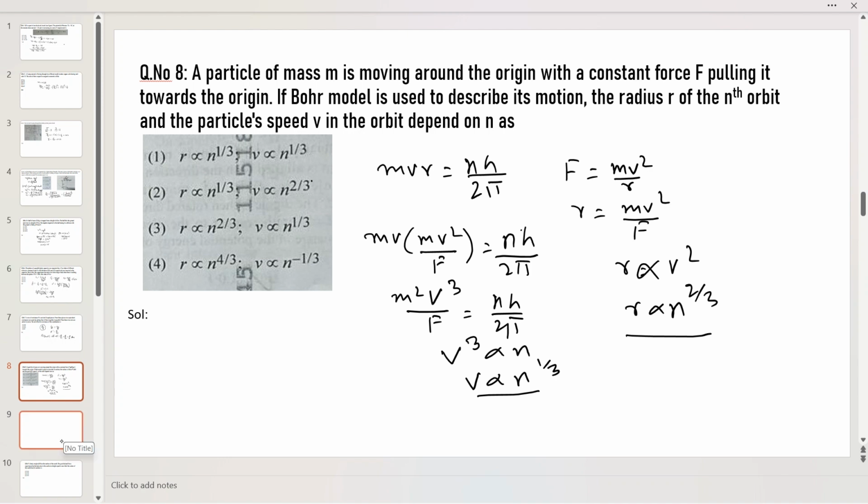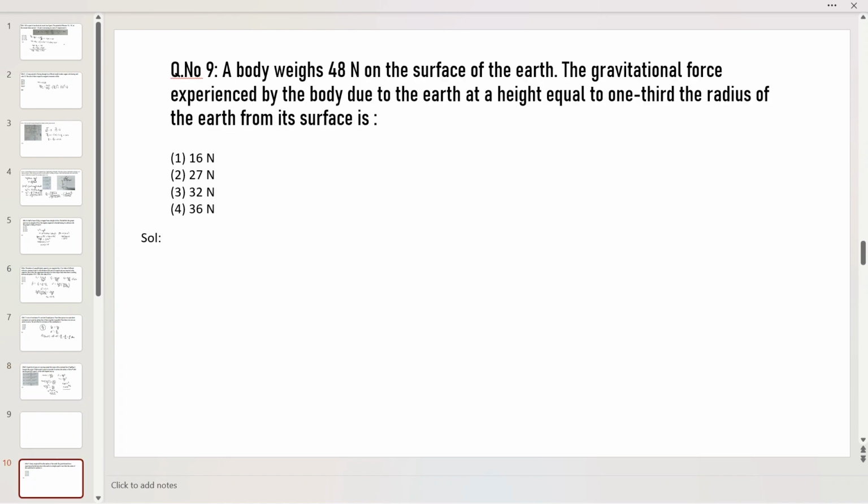Now I am going to question number 9. Here, question number 9. Again you see a body of 48 Newton on the surface of the earth. The gravitational force experienced by the body due to the earth at a height equal to 1/3 of the radius of the earth from its surface is.